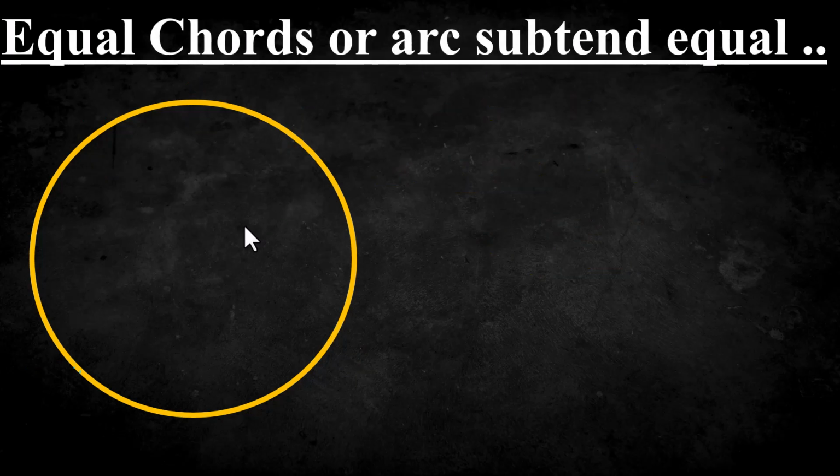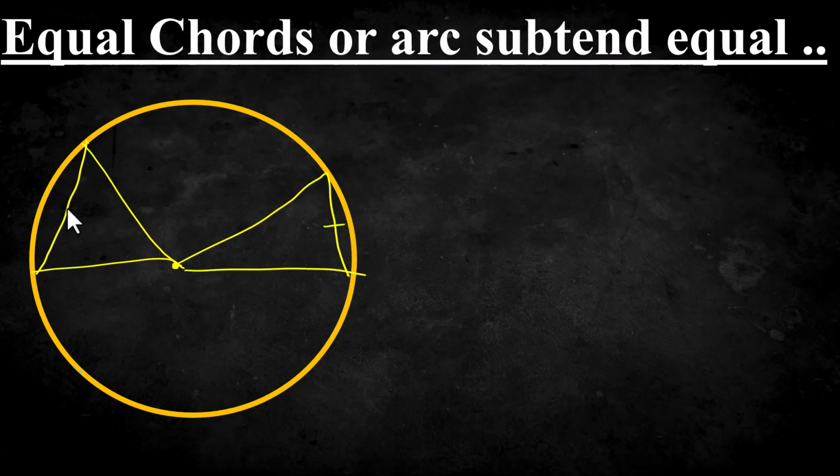Now, we also have equal chords or arcs subtend equal angles at the center and the circumference of a circle. So we can have equal chords at the center here. So let me get a chord here, and we have another one here. So we have a chord, we have a chord. It means the angle here is the same as the angle here. So if this side is 40, this side is also 40.